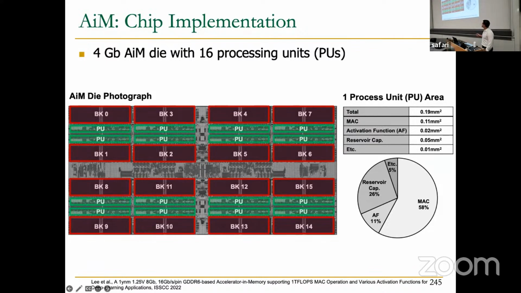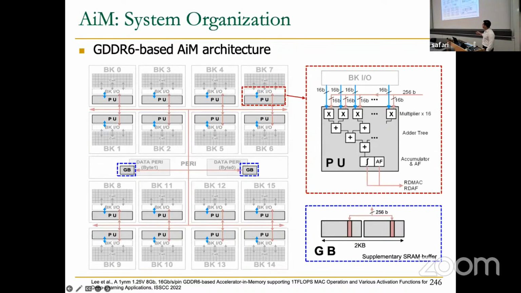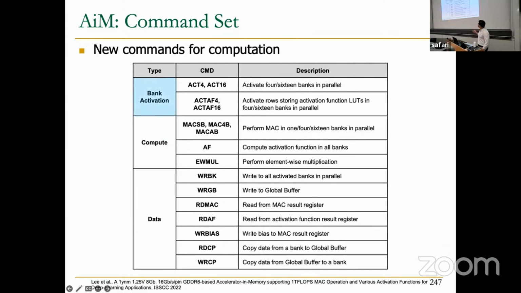But here, different from Samsung, they have one processing engine per bank, so it does not share across the banks. They also have some supplementary buffer that allows them to move data in and out of this DRAM chip. I was going to go through the details on this command set, but I think it's not so interesting. What is important for you to understand is that this is not JEDEC compliant. They go to the extent of creating new DRAM commands so that they can trigger the computations in this architecture as they want.